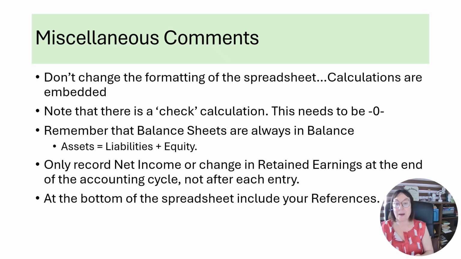Now, only record the net income or the change in retained earnings at the end of the accounting cycle. Some students like to do it after every entry, but it technically isn't an entry that is made. It's usually at the end of that fiscal period, end of that accounting cycle, that we do that. At the bottom of the spreadsheet, remember to include your references. They don't have to be in APA order. And you can cite the book, the chapter, and then give me the actual page number that you're getting your information from, okay? If you have any questions, please let me know.